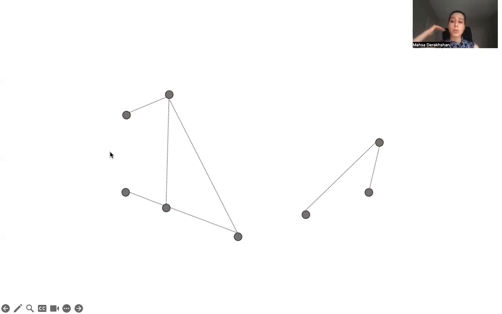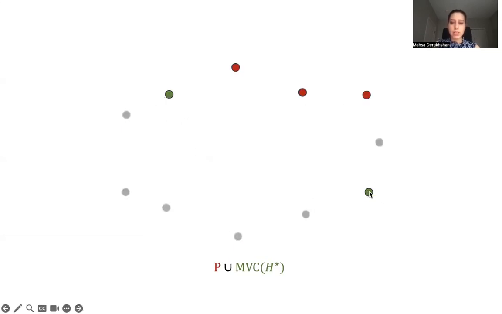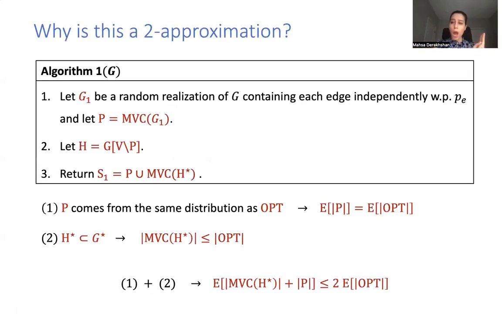Now these are the edges that we are going to query. After querying them, it turns out that these three edges are actually realized. So we also take a minimum vertex cover of these edges; the green ones are a minimum vertex cover of this. Now, the output will be the union of the green vertices and the red ones that we previously committed to the final solution. Now, there are two questions that we have to answer. Why is this a 2 approximation? And why is it the case that you only query O of n over p edges?